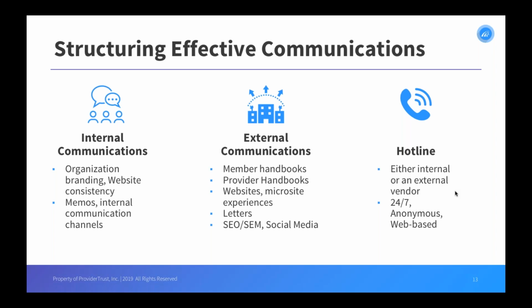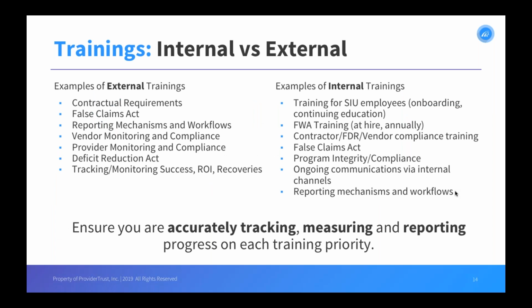And then a hotline. We'd recommend certainly 24/7 hotline access, always anonymous and web-based as well. And then either internal, if you have the resources to support that, or an external vendor would be a really good way to partner and do that. So then trainings, internal versus external, right? Two examples of all of these. And the bottom point I'll make first, and then I'll go into some of the specifics, is ensure you are accurately tracking, measuring, and reporting progress on each training priority, regardless of whether it's external or internal.